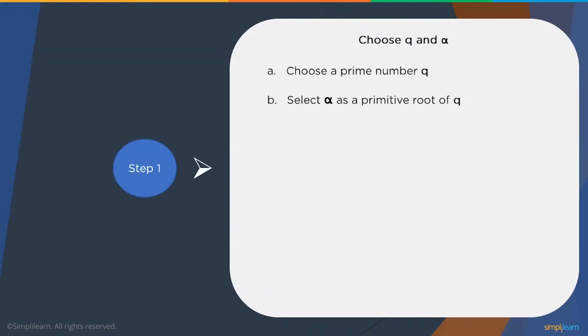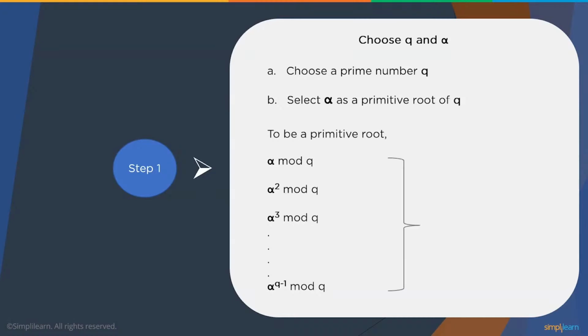Now to satisfy the primitive root requirement of a prime number, the values of alpha mod Q, alpha squared mod Q, all the way up to alpha^(Q-1) mod Q must all be distinct and less than Q, ranging from 1 up to Q minus 1. If this condition is satisfied, alpha can be selected as a primitive root for Q.